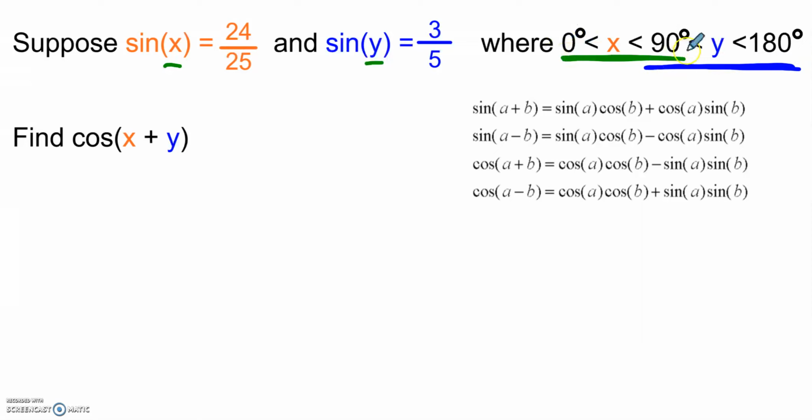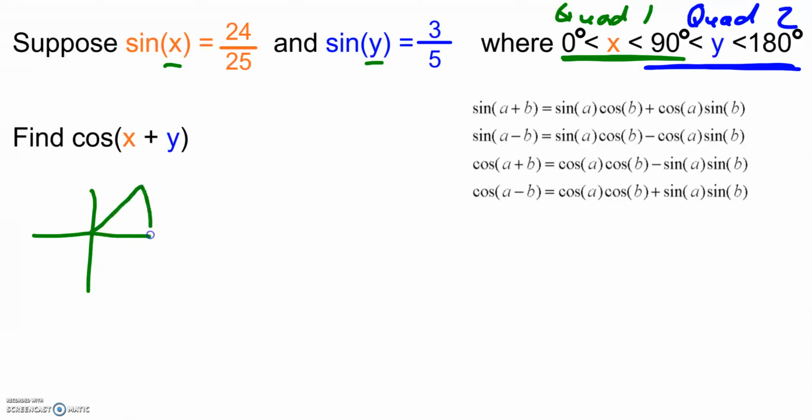What that means to me, if an angle is between 0 and 90, this is really in quadrant 1. And if an angle is between 90 and 180 degrees, it is in quadrant 2. If we draw a little coordinate plane, 0 to 90 degrees has to be quadrant 1, which means that my reference angle of x must be here, and sine, or opposite over hypotenuse, is 24/25. This is a 7/24/25 triple. My 7 has to be positive because I'm in the first quadrant. So this is what I gain from this piece of information.